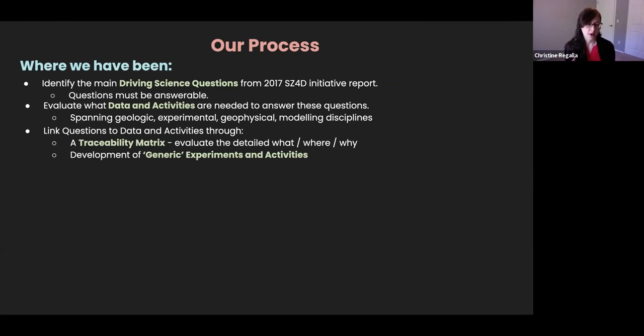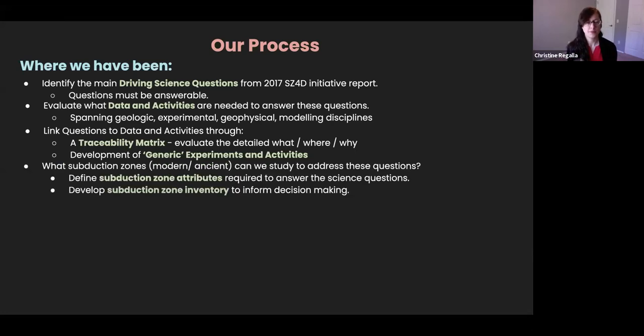And we've also been working on the development of generic experiments and activities that help us understand, well, physically, where would we put a measurement or an instrument that can actually help us obtain these goals? Finally, we needed to start to understand what subduction zones, both modern and ancient, can we actually study to address these questions? Because not every subduction zone has the attributes necessary to actually answer these questions. So we started by defining subduction zone attributes required to answer the scientific questions, and then have been developing subduction zone inventories of which attributes these zones have to inform our decision making.